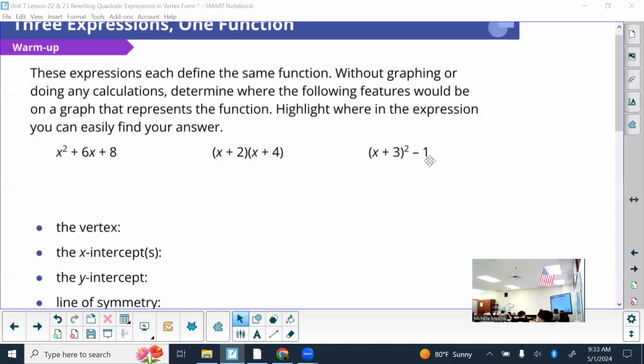Each of these different forms are representing the same function, but there's pros and cons to each form. And each of these four things, you should be able to easily identify from one of these expressions without needing to graph it. So, table 6, what is the vertex?